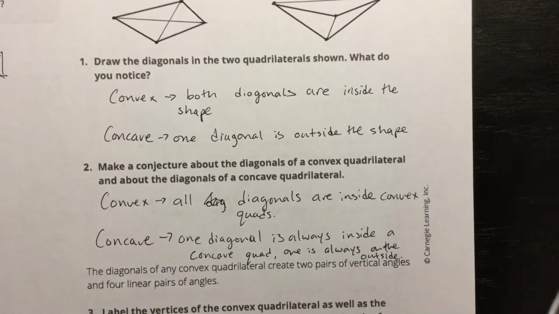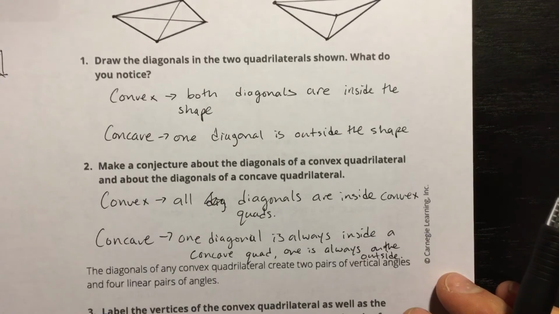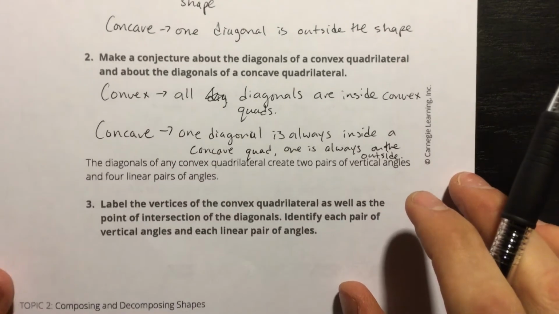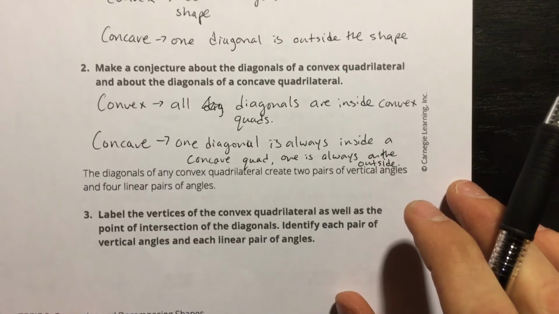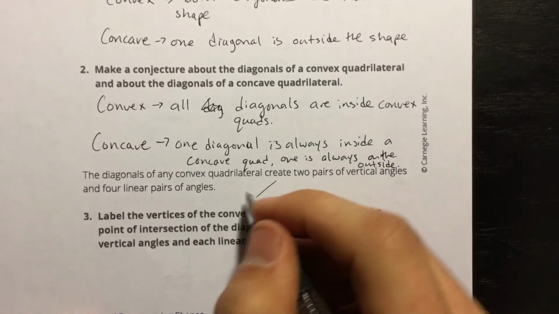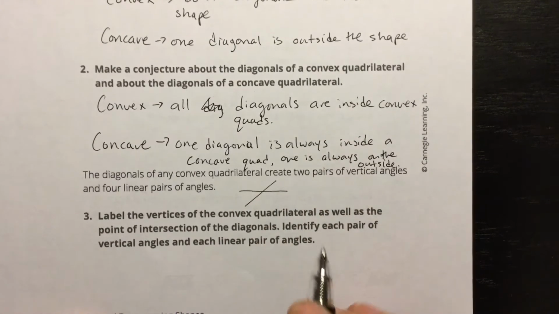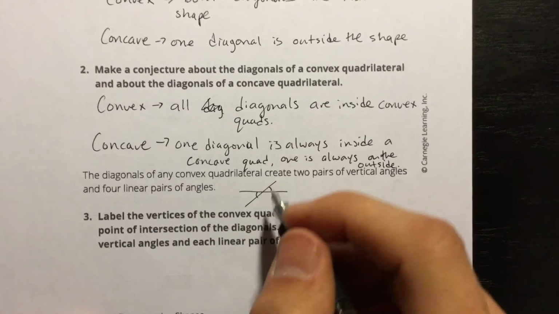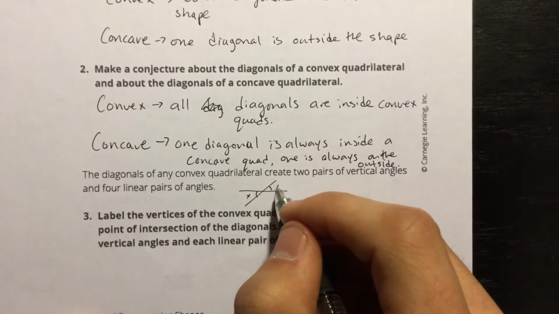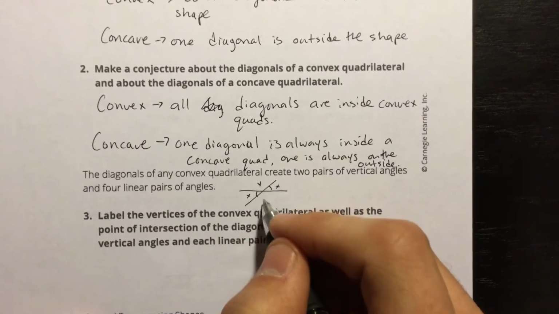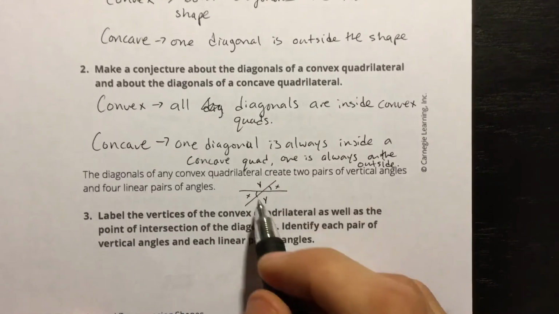So here we go. It says the diagonals of any convex quadrilateral create 2 pairs of vertical angles and 4 linear pairs of angles. Okay, just a real quick reminder for you. Vertical angles are angles that intersect, the ones that are opposite each other, and they have equal angle measures. So if this angle measure was X, this angle measure would also be X. If this angle measure was Y, this one would also be Y. They're matching, right? They're paired up.